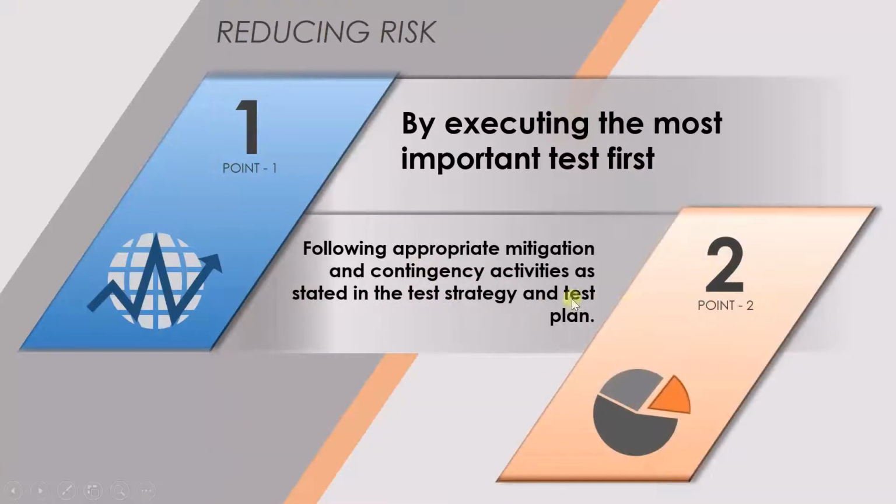And the second point is following appropriate mitigation and contingency activities as stated in the test strategy and test plan. The test strategy and test plan are developed by the test manager. So our responsibility is to follow that plan, and by following that plan we will reduce the risk. So these are the 2 points with respect to reducing risk: executing the most important tests first, then following appropriate mitigation and contingency activities as stated in the test strategy and test plan.